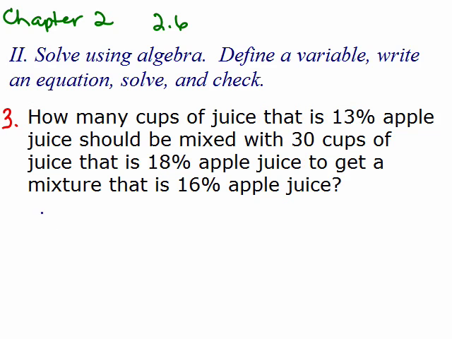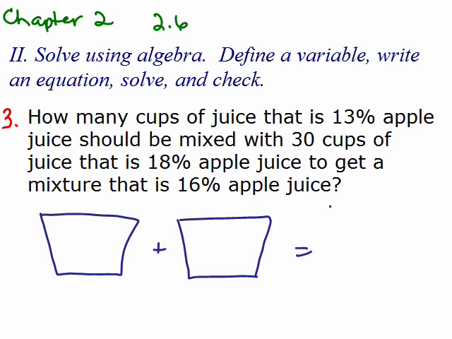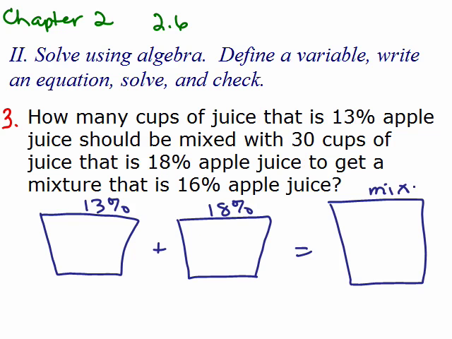So what we want to do is draw a little picture of that. These are different concentrations, and we're going to put it all together and make a big mixture. So we have the weaker concentration, which is the 13%, and we're going to mix that with some 18%, and our mixture is going to be 16%. So what I do is I write that percent at the bottom as a decimal. So this will represent 13%, this is 18%, and 16% written as a decimal.